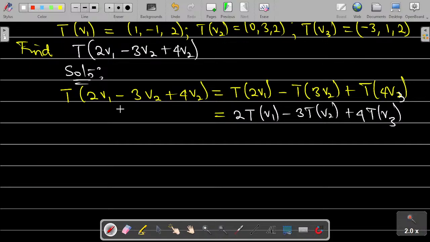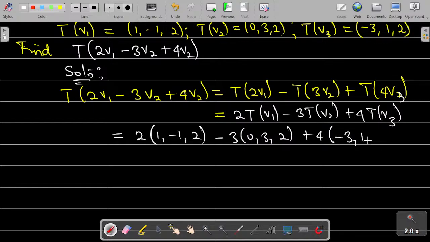Alright, so I am going to come here now and substitute my t of v1, and what is that? 1 minus 1, 2, minus 3 times my t of v2, 0, 3, and 2, and finally plus 4 times my t of v3, which is minus 3, 1, and 2. And that is it. So what is our solution?